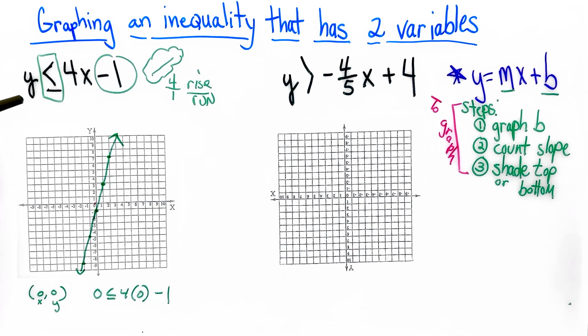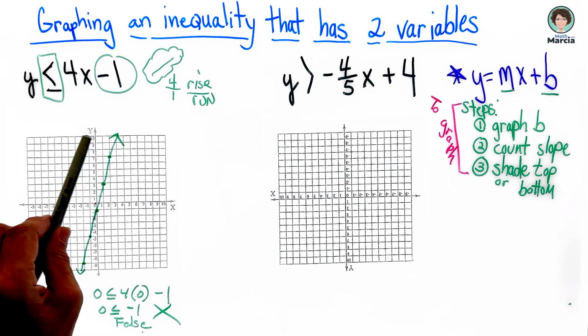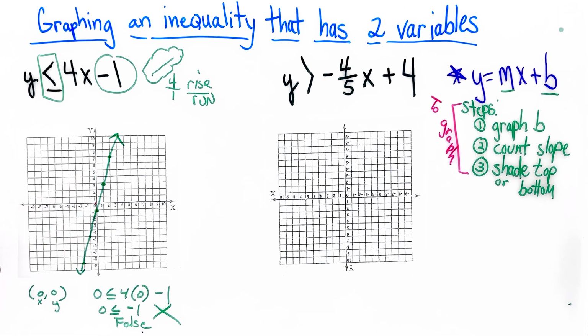All I did was take this inequality, substitute in the values, and now I'm going to solve it. Well, 4 times 0 is 0, and so we end up with 0 is less than or equal to -1. Well, that does not sound right, and you are correct. That is false. So if you get a false, that means we are not going to shade this top area where our ordered pair is.